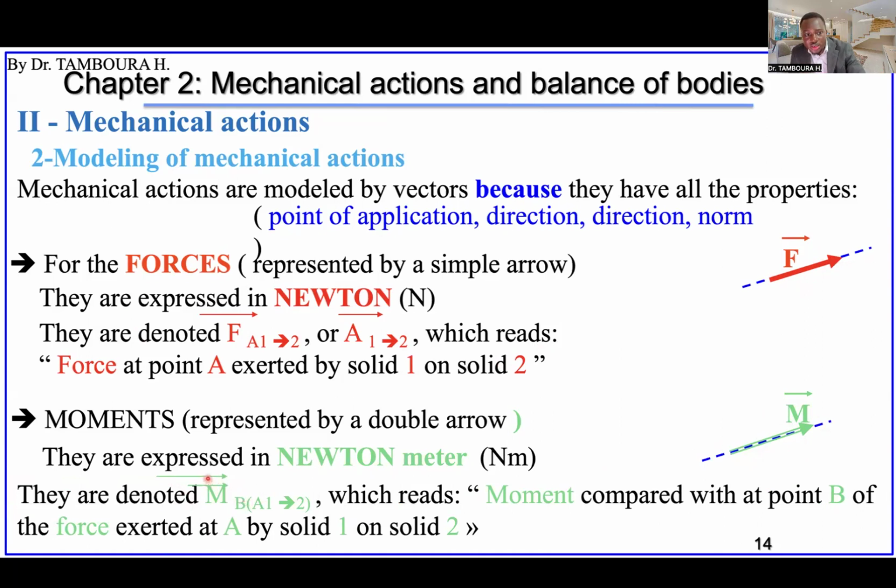If you see this, it means the moment at point B of the force exerted at A: the moment at point B and the force exerted at point A by solid 1 on solid 2. Anyway, the most important thing here is the representation, okay?